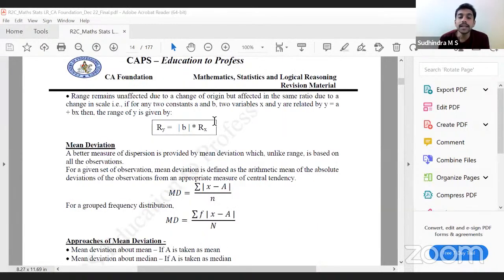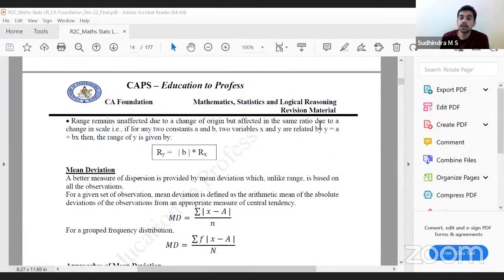Next one, mean deviation. When compared to range, this is a better measure. Why? Because it is based on all the observations. For a given set of observation, mean deviation is defined as arithmetic mean of absolute deviations of the observation from appropriate measure of central tendency. Now, mean deviation can be taken from arithmetic mean, median, mode. Correct? Therefore, we don't have a standard formula.